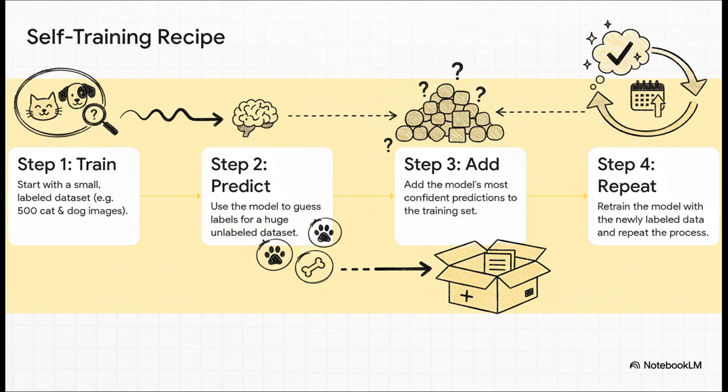So let's walk through this with a super simple recipe called self-training. Okay, step 1. You start by training a really basic model on a small labeled data set. Let's say 500 pictures you've already marked as cat or dog. Easy enough.